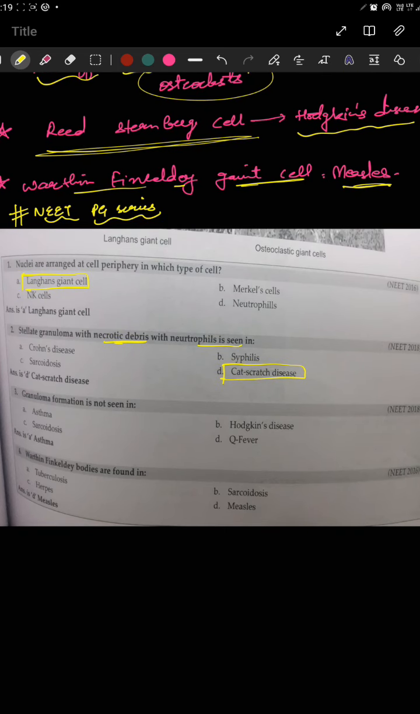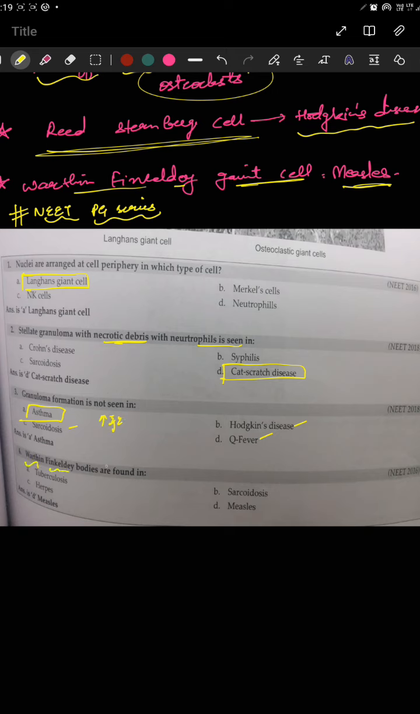Granuloma formation is seen in Hodgkin's, in sarcoid, Q fever, leprosy, brucellosis, but not in asthma. Asthma is a type 1 hypersensitivity reaction, right? So it's not a type of chronic inflammation, it's a type 1 hypersensitivity reaction in which there is increased IgE antibodies inside the body.